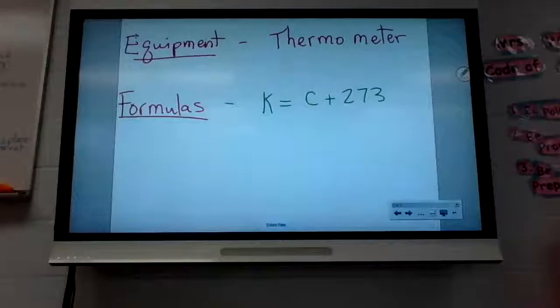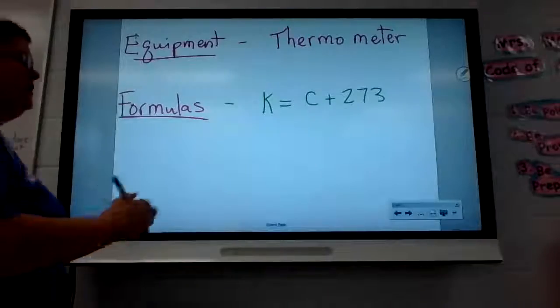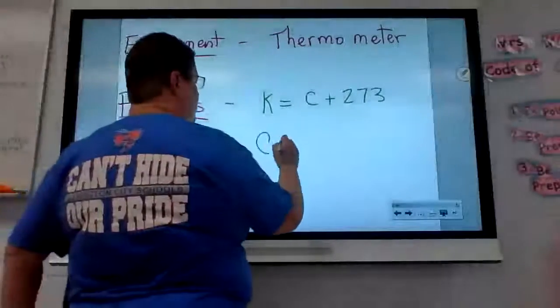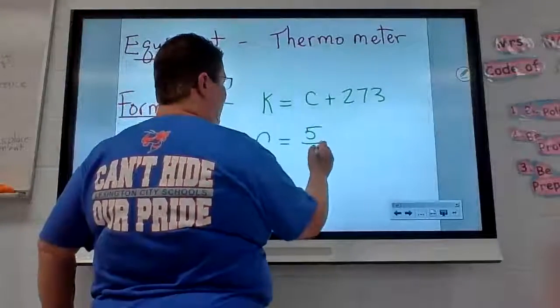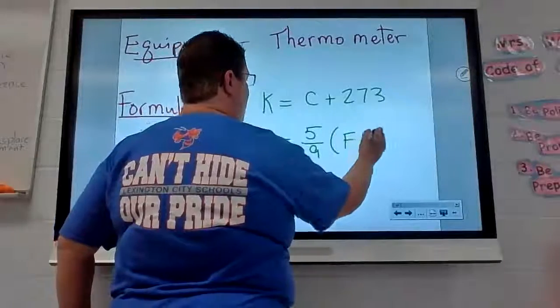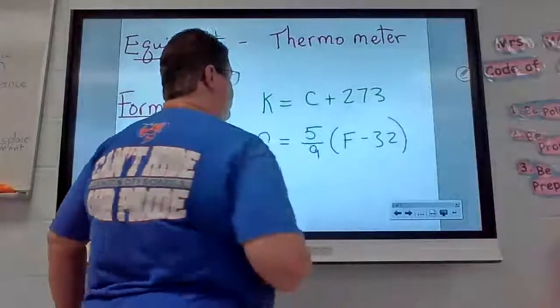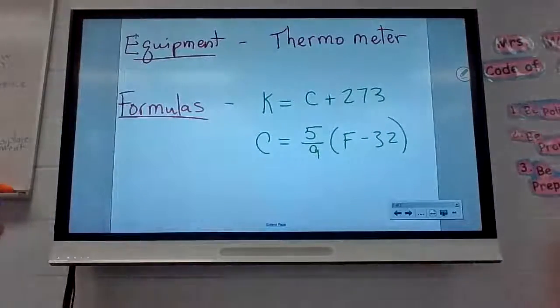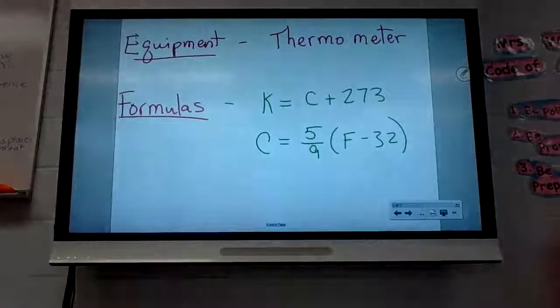Now, I want you to add this formula to your sheet. It's one of the few times you get to write on your sheet. It is not going to be on the exam, but this is one of the extras that y'all have to do in honors. You have to be able to change Celsius to Fahrenheit. So Celsius equals 5/9 times (F minus 32). Okay? So either at the top or the bottom.